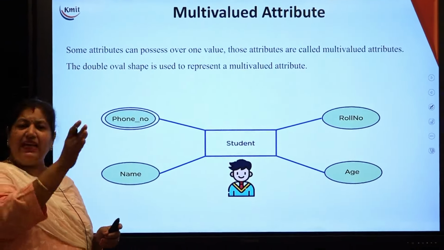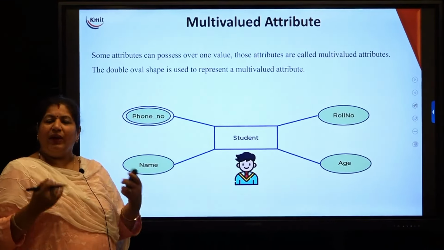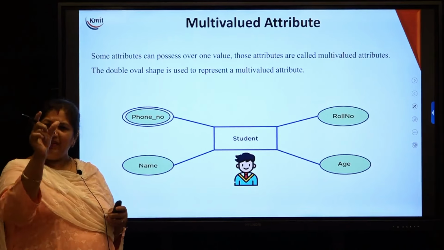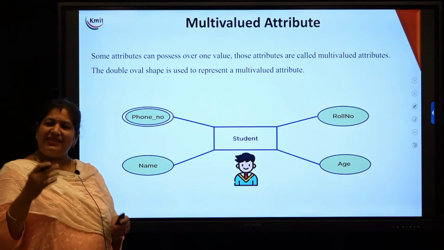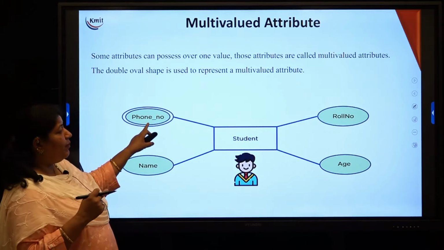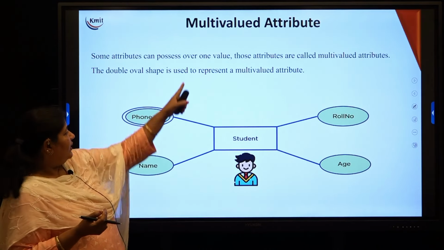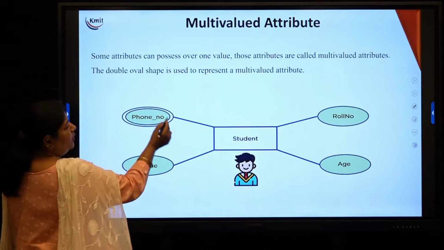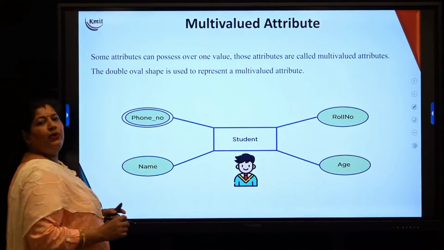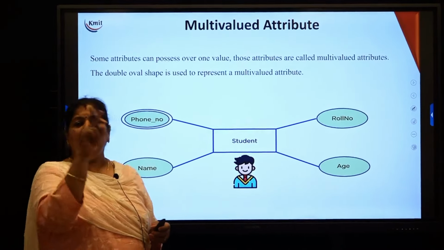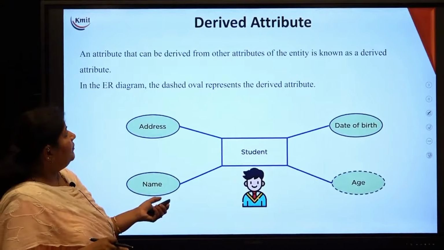Multi-valued attribute, that is single versus multi-valued. When I talk about name, he will have a single name, or otherwise date of birth, a single value. But phone number, email ID, if I take more than one value, that is what is a multi-valued attribute. A multi-valued attribute is represented using a double oval.